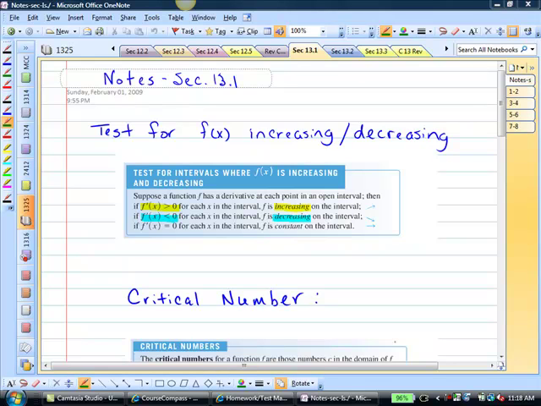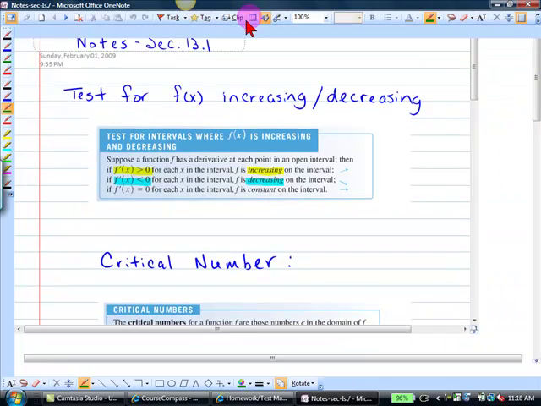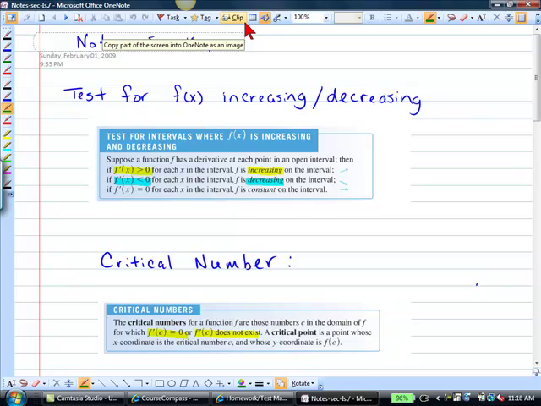All right, 13.1. You're not going to have to learn how to do derivatives anymore, but you are going to be using the derivatives. Okay, let me make this a little bit bigger. And you can't see this very well right now, but if you're looking at it on your computer, when you look at the notes or the video, this is going to give you the tests for where f of x is increasing and decreasing.